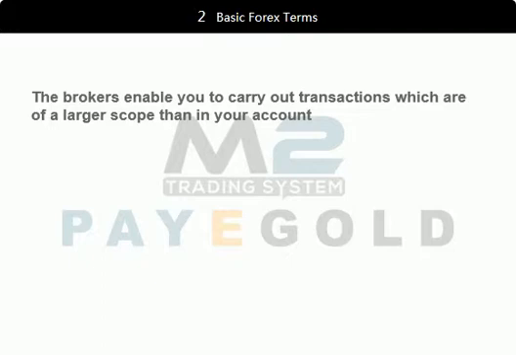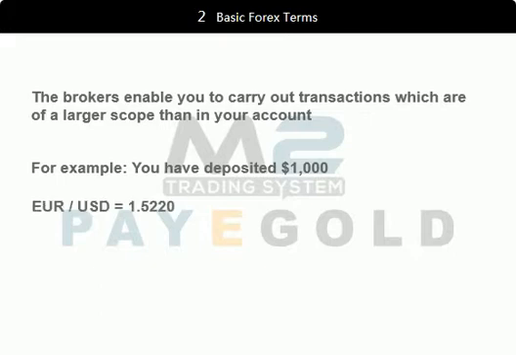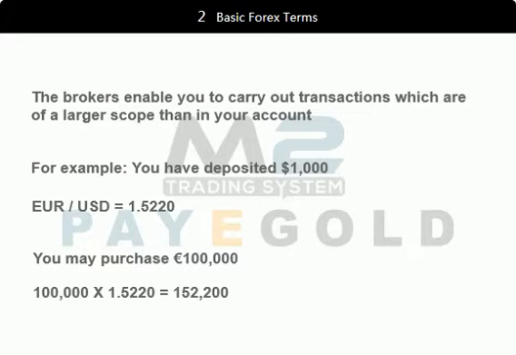Let's look at an example. You've deposited $1,000. The exchange rate of the euro against the dollar is 1.5220. And you believe that the price of the euro is about to rise by 100 pips. That's your opinion. You can pick up the phone and call the broker or give an order via the computer 24 hours a day. Please buy me 100,000 euros. Now, despite the fact that you've only deposited $1,000 and 100,000 euros costs $152,000, in this case, you've taken advantage of a leverage of 152 times the money which you have in your account.